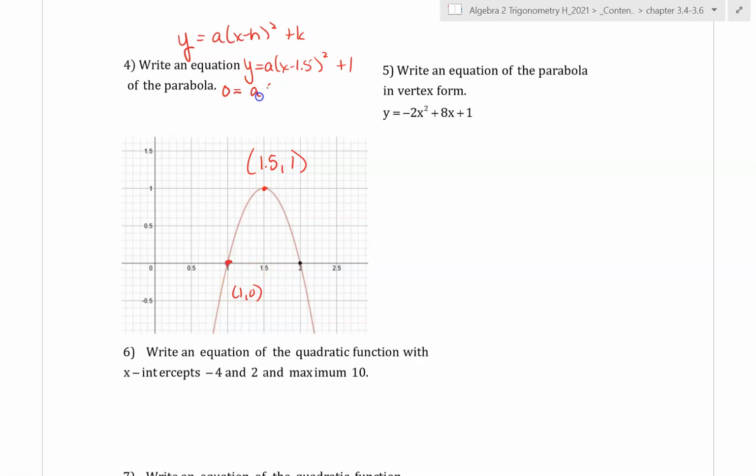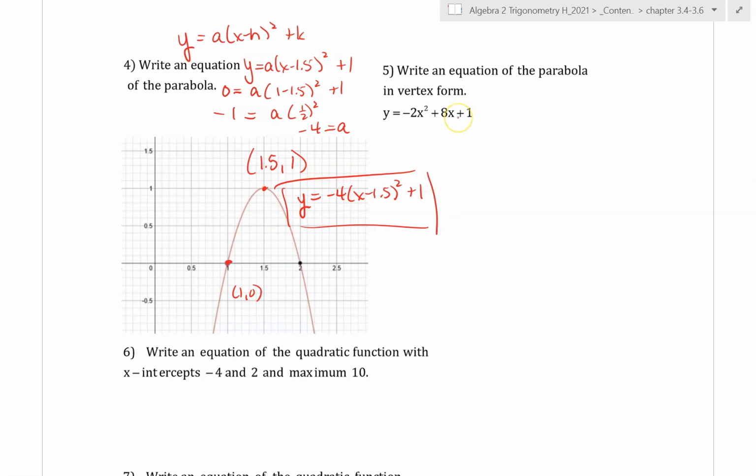Temporarily put 0 in for y and 1 in for x. Now we could find a. Subtract the 1. We have 1/2 squared, which is 1/4, so multiply by 4. So a is -4. So we have y equals -4 times the quantity x minus 1.5 squared plus 1. So there you go. There's the equation in vertex form.